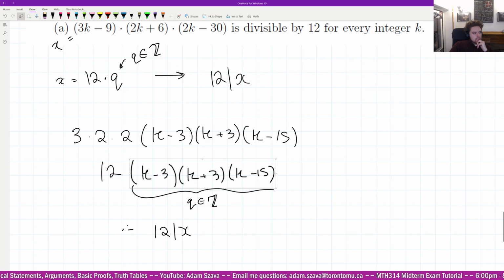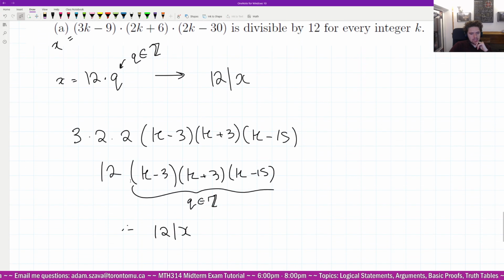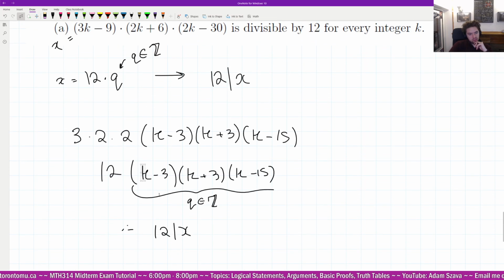Okie dokie. Let's do the next 2 questions. They're really not too bad, and then we'll take a short break. For every integer, I didn't assume k was any particular integer. I just left k as an integer, and whatever integer it is, q is also an integer. And it's 12 times q, so it means it's divisible.